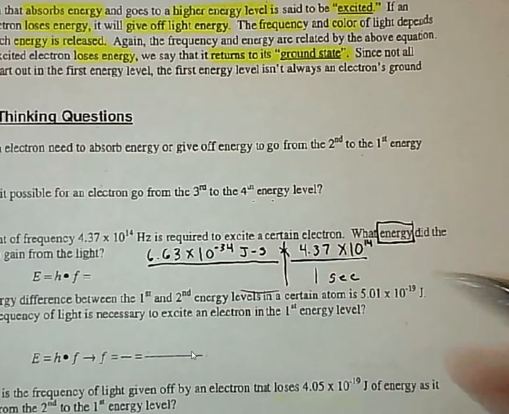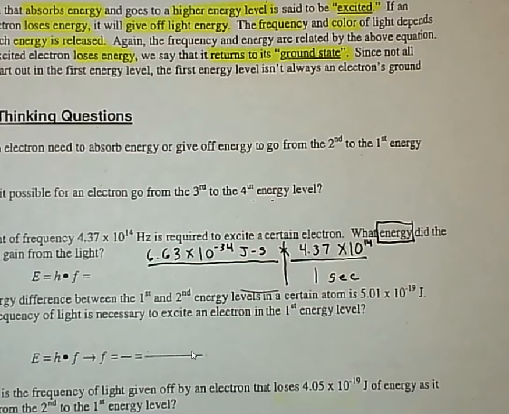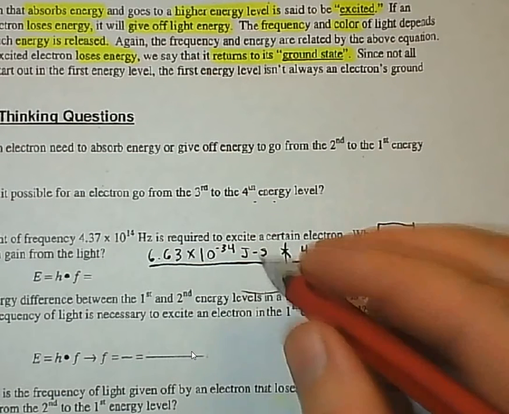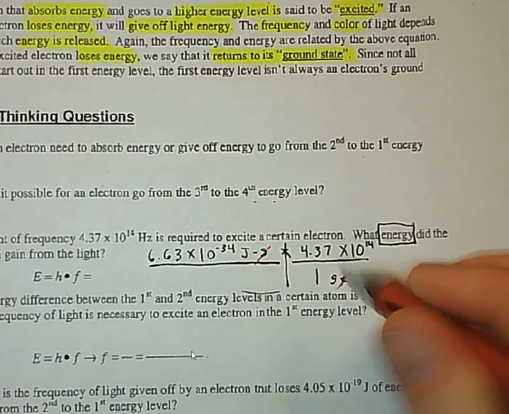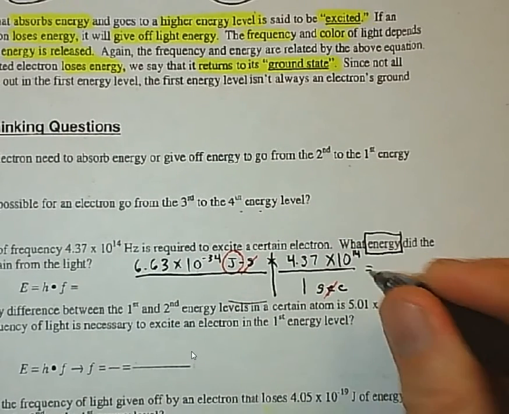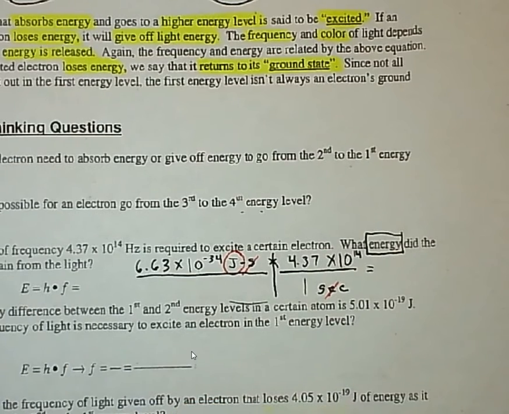Okay, so now we have to see what cancels out in this problem. What we're looking for is what's on the top and what's also on the bottom. So if we're looking here, seconds cancels out, and we're left with joules. So that's what our answer is going to be in. We always measure energy in joules, so we know we set the problem up correctly.